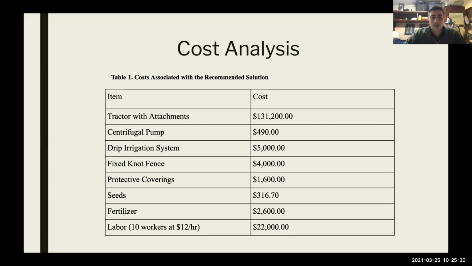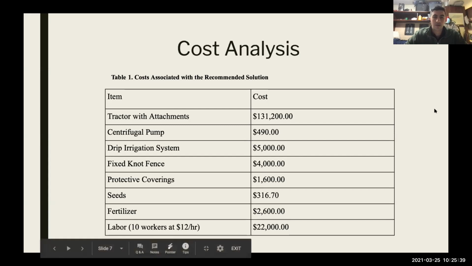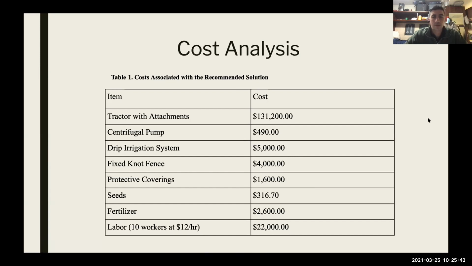Protective coverings, we require a total of 8 coverings for our 4 tunnels, each covering is $200, which brings us to a total of $1,600.